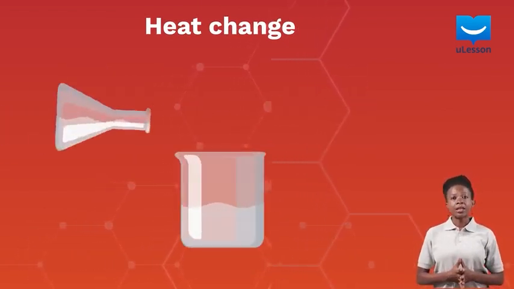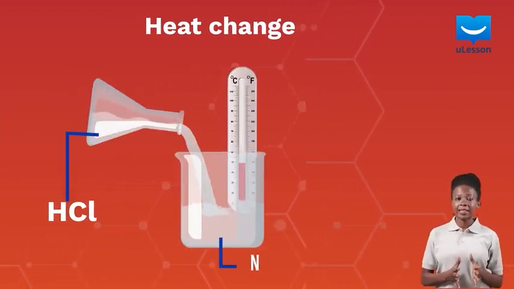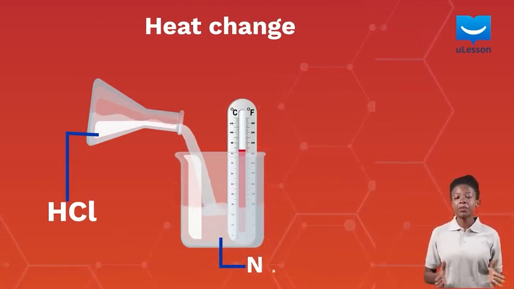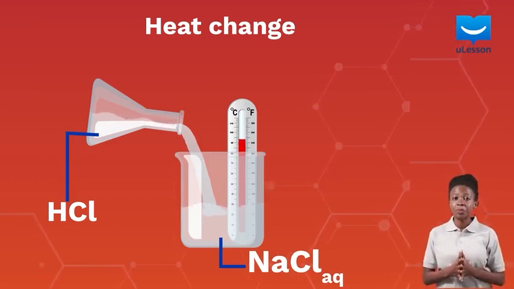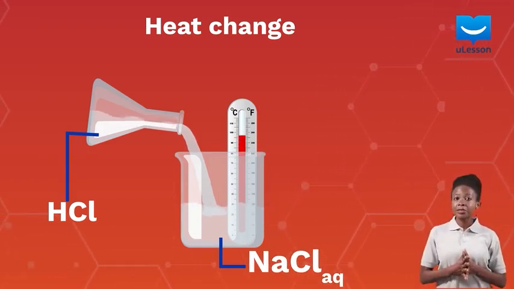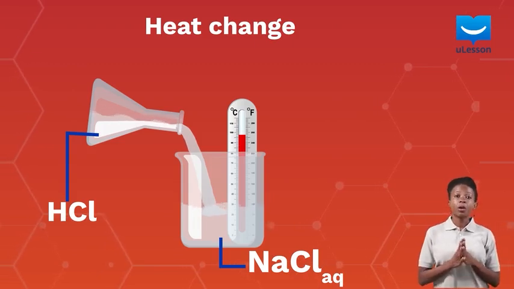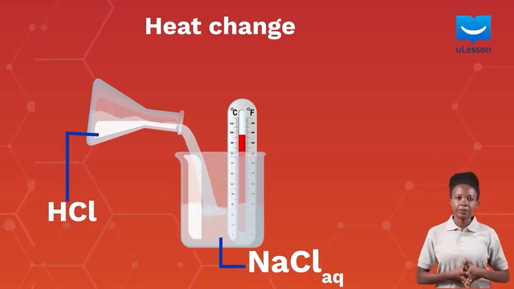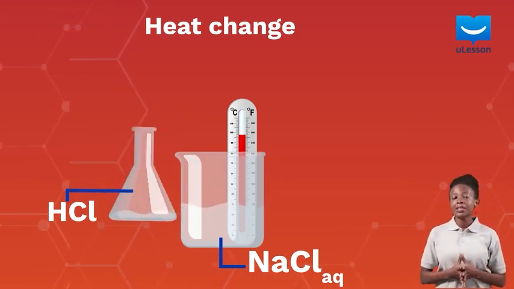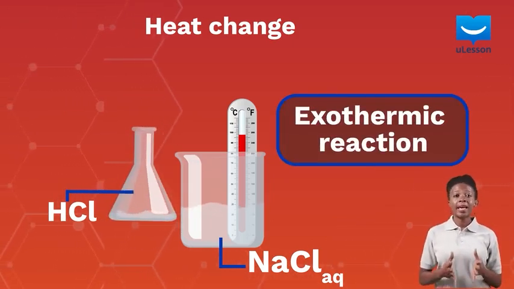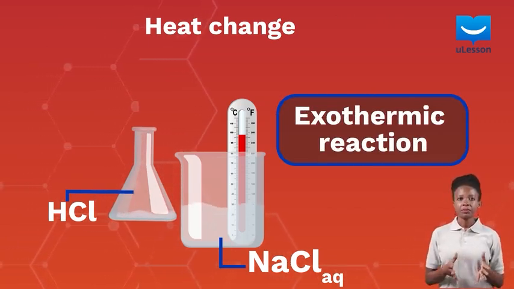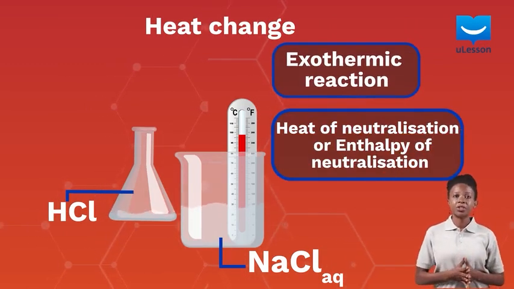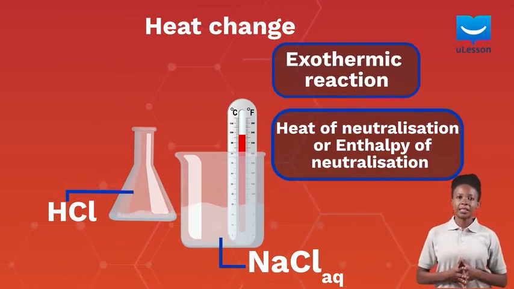For example, if a dilute solution of hydrochloric acid is poured into a solution of sodium hydroxide in a beaker, and a thermometer is inserted to measure the temperature change, heat energy generated during the neutralization reaction will cause a rise in temperature, which can then be observed from the thermometer's reading. This shows that neutralization reaction is an example of an exothermic reaction. The heat energy evolved during this process is known as heat of neutralization or enthalpy of neutralization.